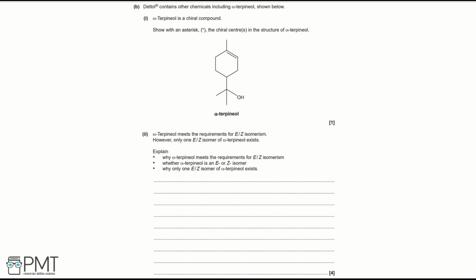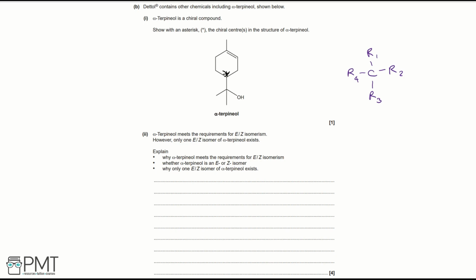Part B. Dettol contains other chemicals including alpha-terpineol, shown below. Part 1. Alpha-terpineol is a chiral compound. Show with an asterisk the chiral center or centers in the structure of alpha-terpineol. So a chiral center is a carbon that has 4 different functional groups attached. So that's what we're looking for in this compound. The only carbon that has 4 different functional groups attached is this carbon here, so we can label that with an asterisk. To get the mark for this question, you must correctly label this one chiral center with an asterisk.